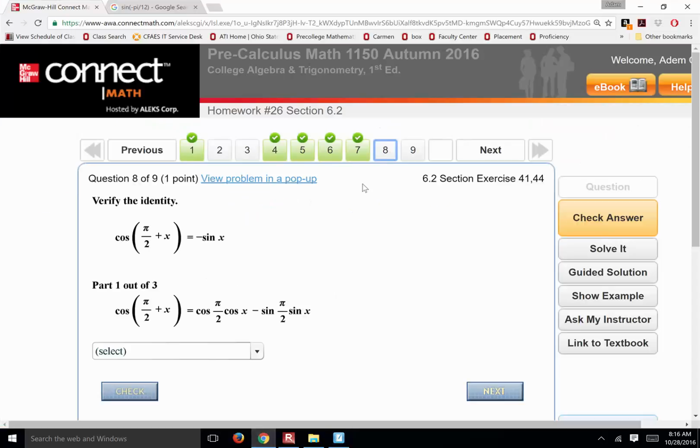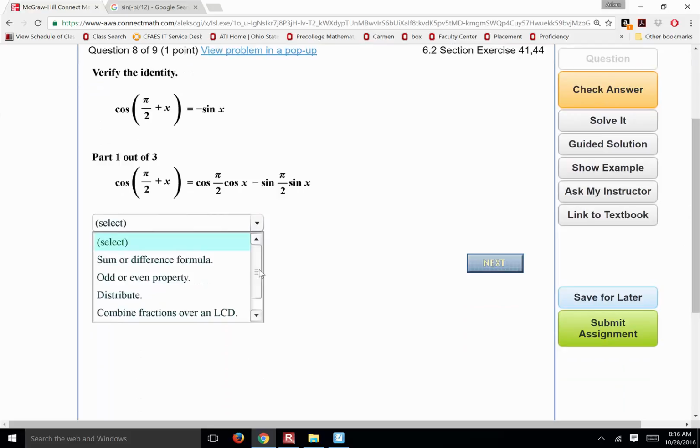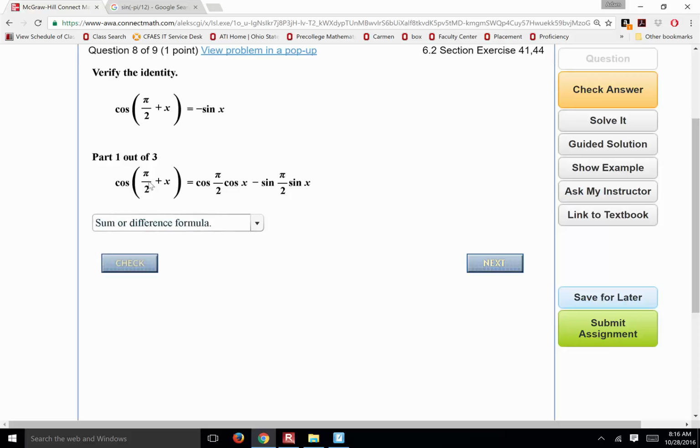Are they asking step-by-step work here? Yeah. They have even given you the first step. What is this identity called? They just want you to name it. This is the sum and difference formula.